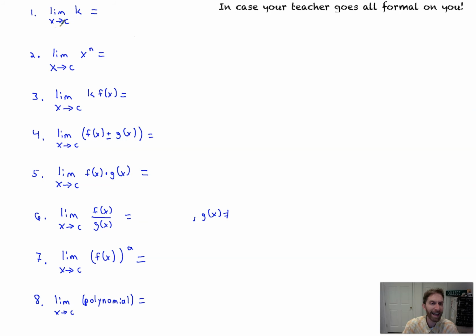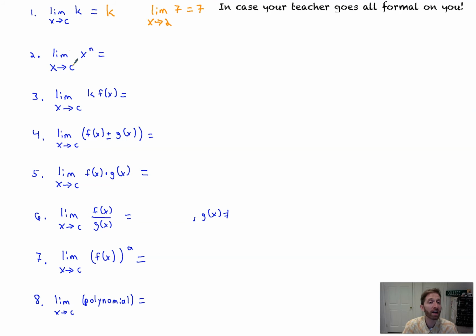So this says the limit as x approaches some c value of a constant k, meaning k is some number, 5, -3/2, some fixed number, then the limit is going to be k. All right, so in numbers, what does that mean? That would be something like the limit as x goes to, I don't know, 2 of 7. Well, that's going to be a limit of 7. That's it. And I actually do an explanation of why that makes sense in a previous video.